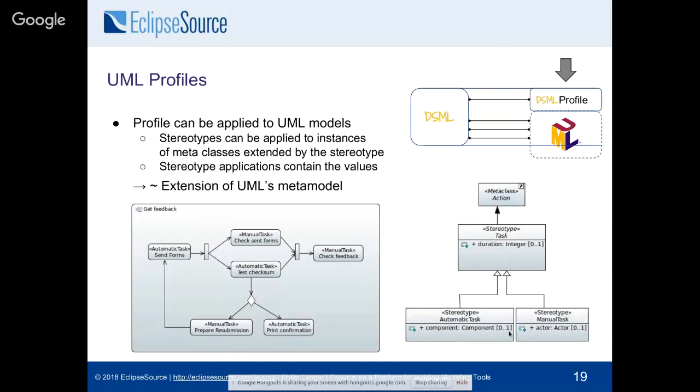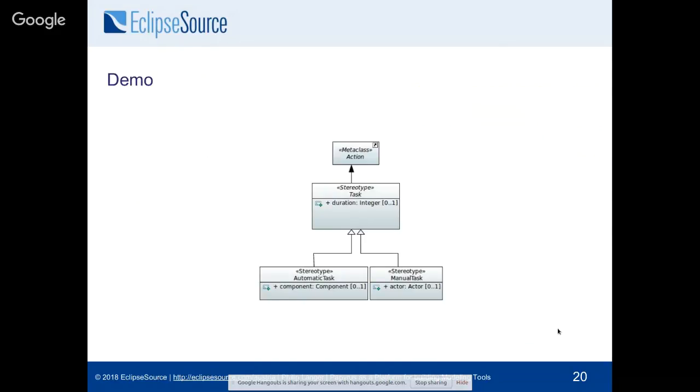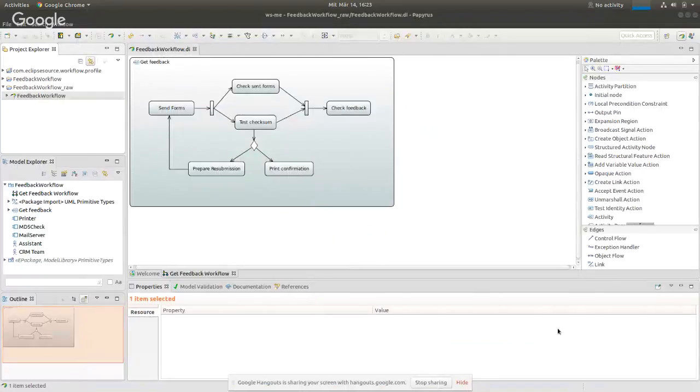And then these stereotypes not only tag specific elements and extend them, but they can also introduce specific additional properties, like a component that executes this automatic task, or an actor that is responsible for a manual task. So let's have a look at how this looks in Papyrus.